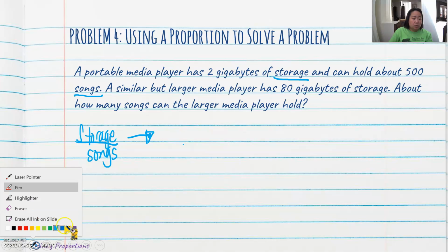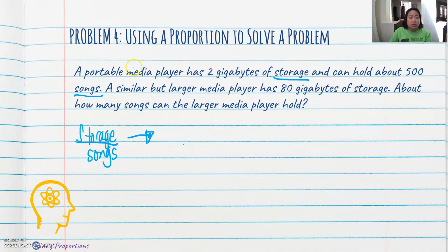So what is the ratio that we have on the first? The storage is 2 gigabytes, so 2 gig, and the songs is 500. So 2 over 500 should be the same as another media player that has 80 storage. You have to make sure that 80 will be placed together with the order of storage, so that is our numerator. So 80 will be on the numerator. The number of songs is now missing, so that is why we will replace it by x. And so this is how you will set up your proportion.